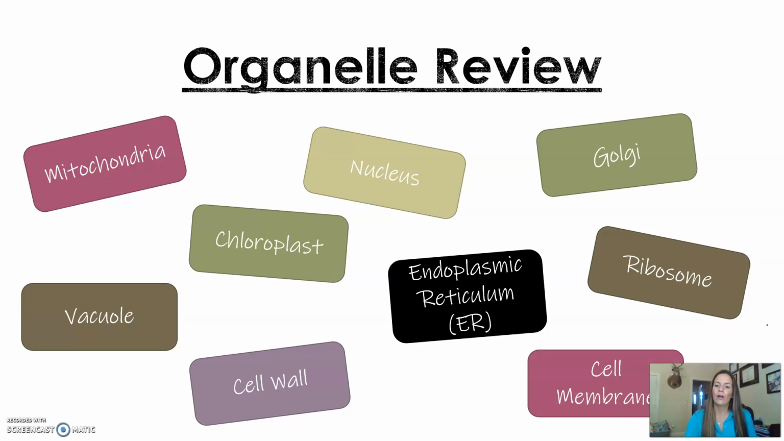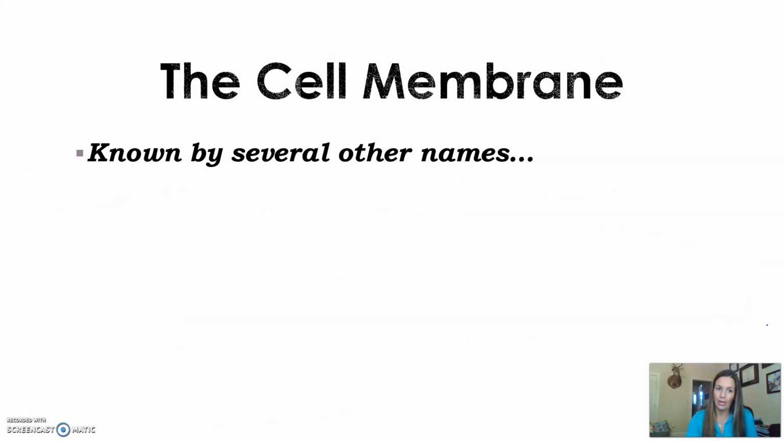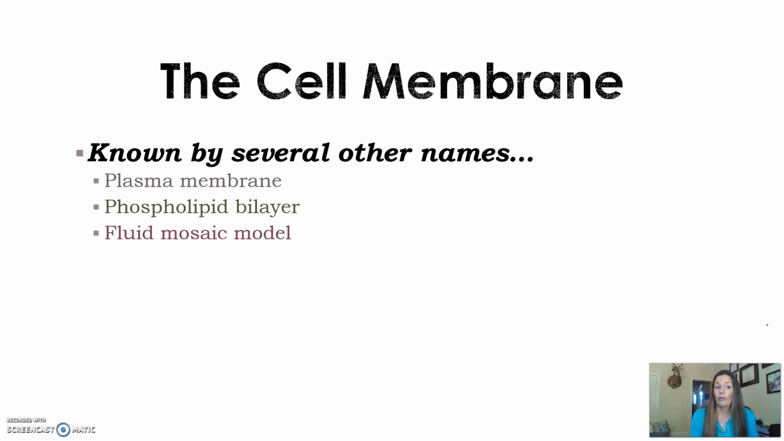The last one, though, that we will right now go over in more detail is the cell membrane. So the cell membrane itself is known by several other names, and you do need to know what all of these are. So it may be referred to as the plasma membrane, the phospholipid bilayer, or the fluid mosaic model.